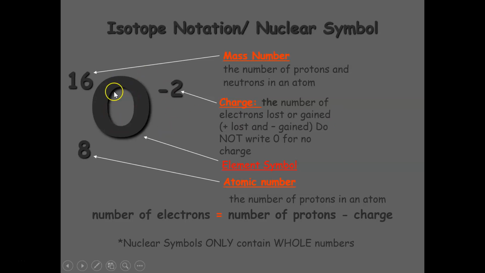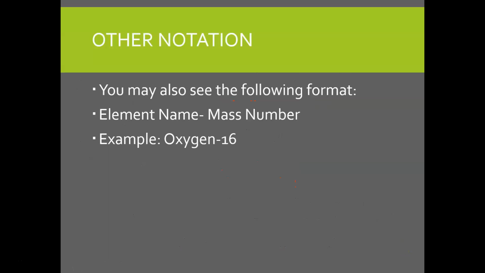Then in the center of everything, you are going to put your elemental symbol, whatever that is for the element. Once again, nuclear symbols only contain whole numbers. We do not put decimals in nuclear symbols. You may also see the following format sometimes where they do element name dash mass number. For example, oxygen-16 is another way that we sometimes write out elements. We're not going to be using it super commonly in here, but I did want you to be aware of it if you saw it in other locations.